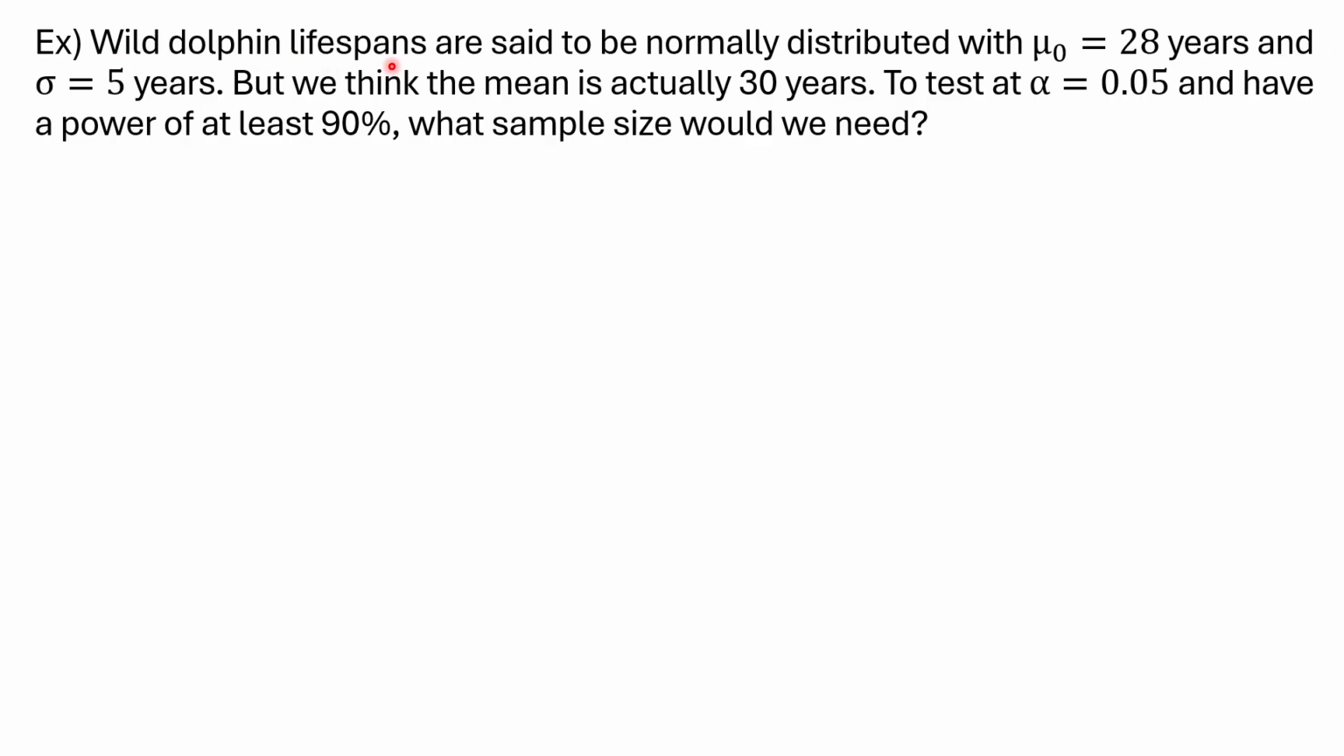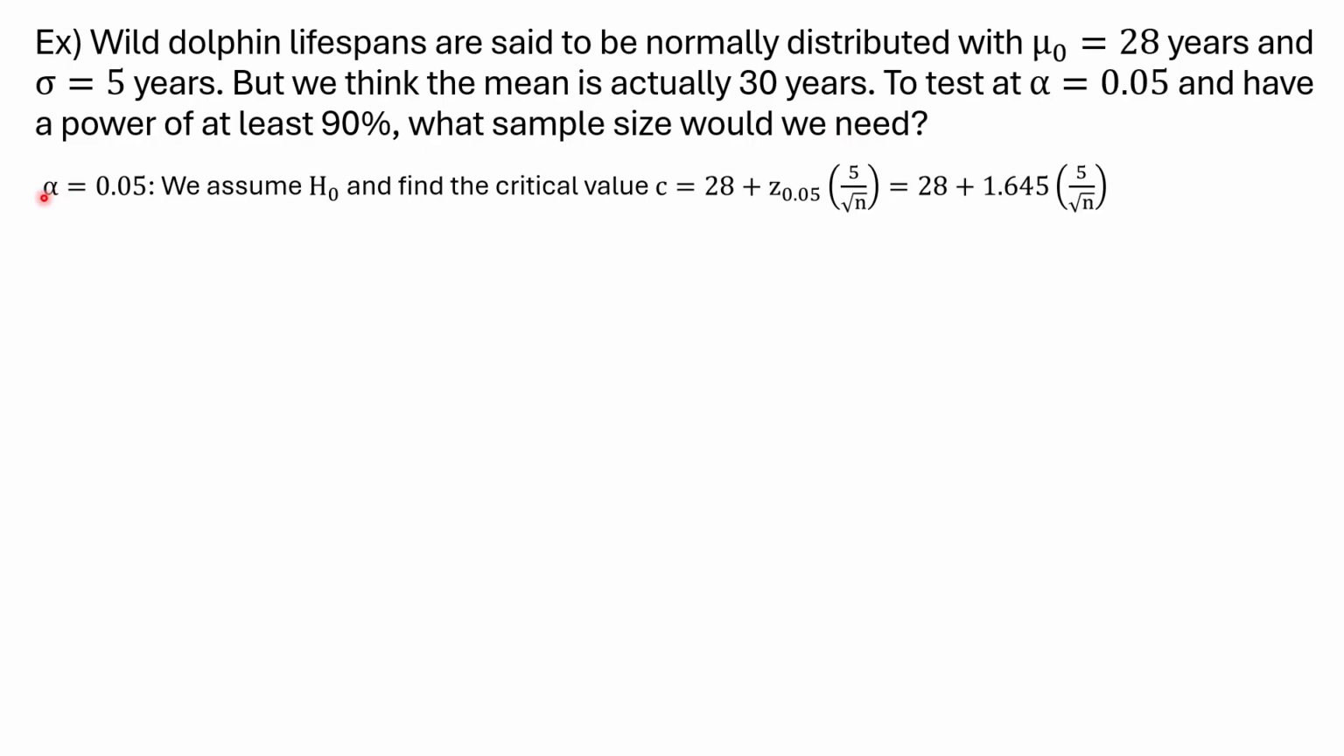Wild dolphin lifespans are said to be normally distributed with a mean of 28 years and a standard deviation of 5 years for individual dolphins. But we think the mean is actually 30 years. To test this with a significance level of 0.05, meaning we'll test at 95% confidence, and have a power of at least 90%, what sample size should we use?